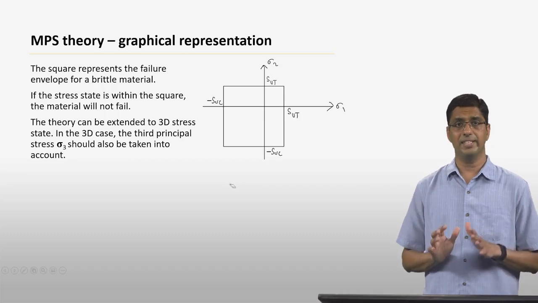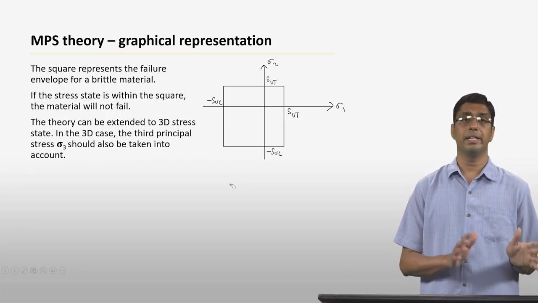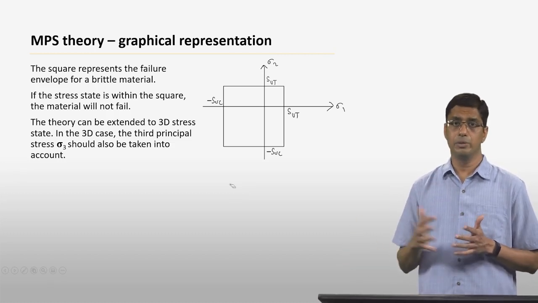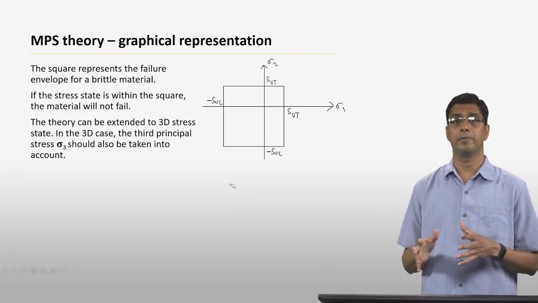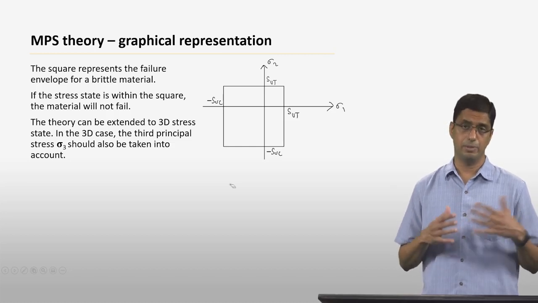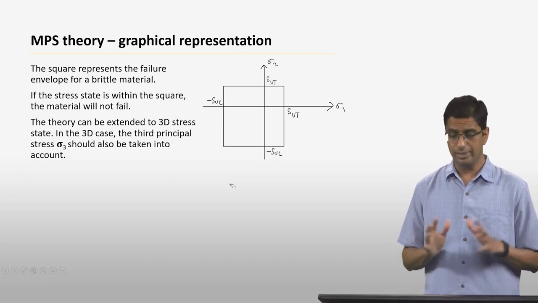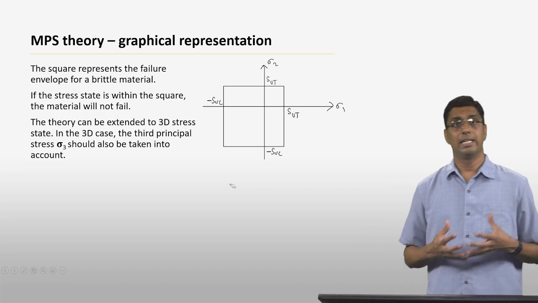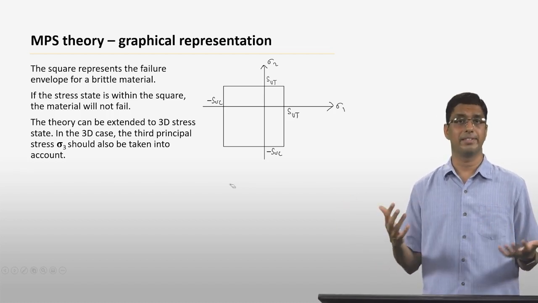Again, I want to emphasize that this is the failure envelope for a brittle material based on the maximum principal stress theory. Okay? There are other theories to predict the failure of brittle materials, and the failure envelopes for those theories will look different. Those we will not be covering in this class. You will essentially learn them in an advanced mechanics class if you take one. Okay? So in this case, we are just going to the simplest theory, which is the MPS theory. Okay? And of course, this can be also extended to the 3D case, where sigma 3 is not necessarily 0.